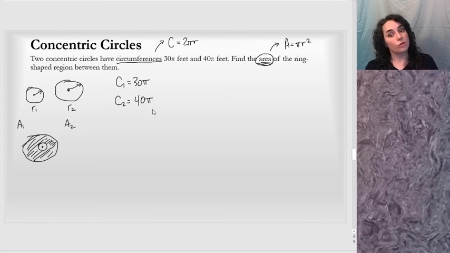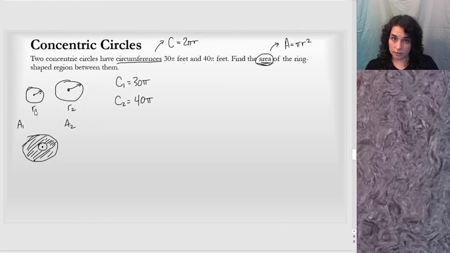And so I'm encoding this information. I'm writing out what I know and what I don't know. I have a general form for C, and when I use it to solve for each individual circle, I can use the subscript 1 and 2 in order to delineate the two of them. So I have to relate these circumferences to the circles to get at the area between the two, the ring here. Okay. So it seems like we need to solve for the radius.